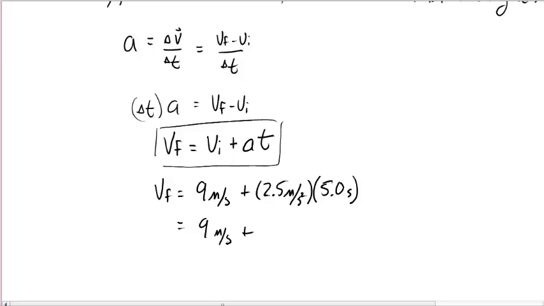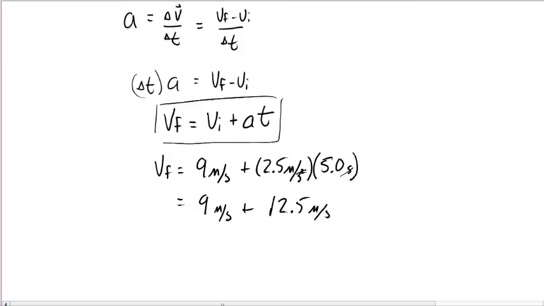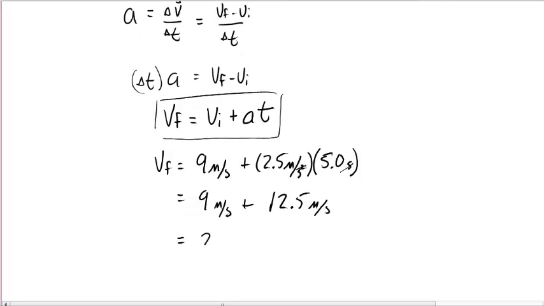Meters per second plus, notice how one of these seconds cancels out with a second squared, and so I get 12.5 meters per second. My units are working out, which is great, and then my final answer is 21.5 meters per second.